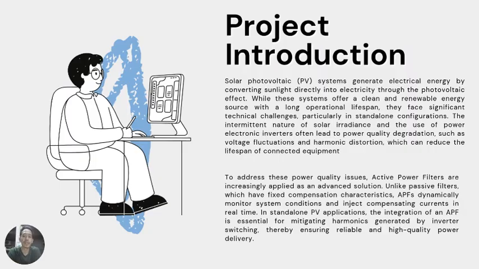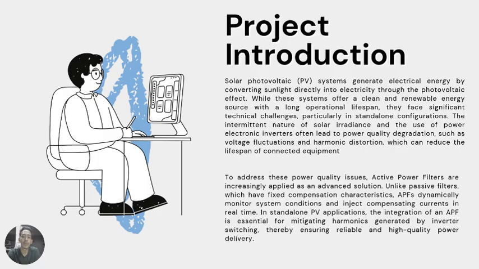So good day everyone. Today I will briefly introduce my project. This project is about solar photovoltaic or PV system. Solar PV system converts sunlight into electrical energy. However, PV system, especially a standalone system, can face power quality problem. This problem include voltage fluctuation and harmonics, mainly caused by inverter switching.